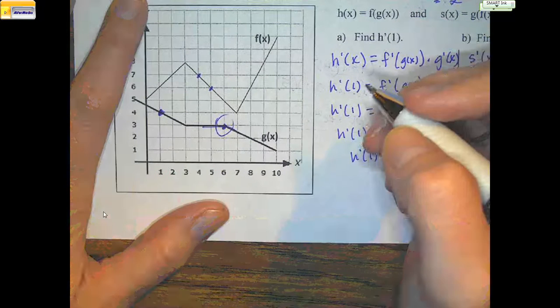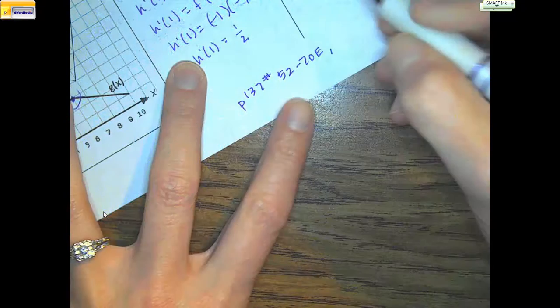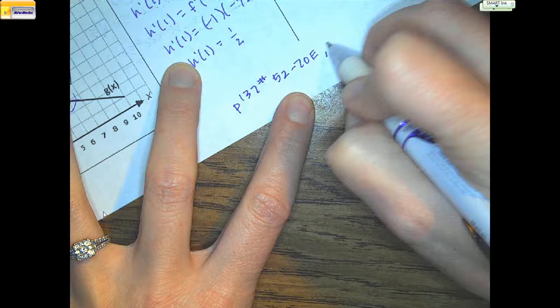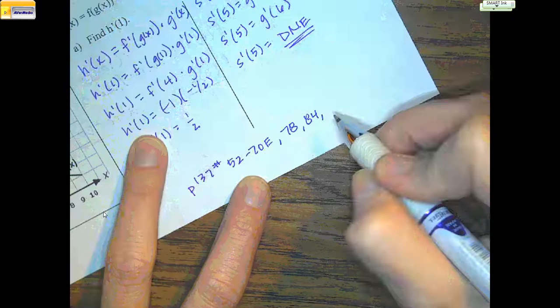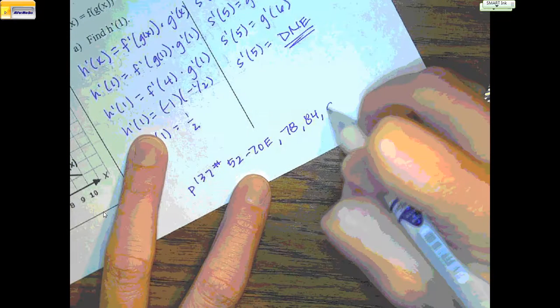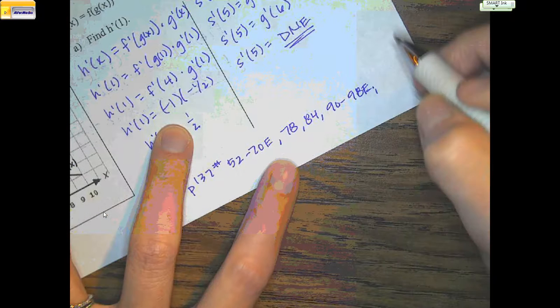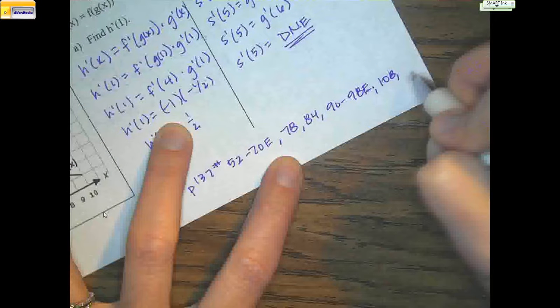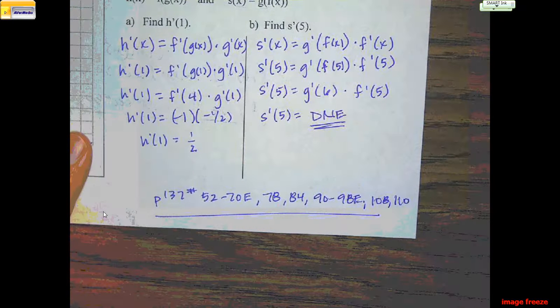Alrighty, so let's see. Your assignment is on the board. It's page 137. Numbers 52 to 70 even. Number 78. 84. 90 to 98 even. 108 and 110. Alrighty. Let you guys get busy.